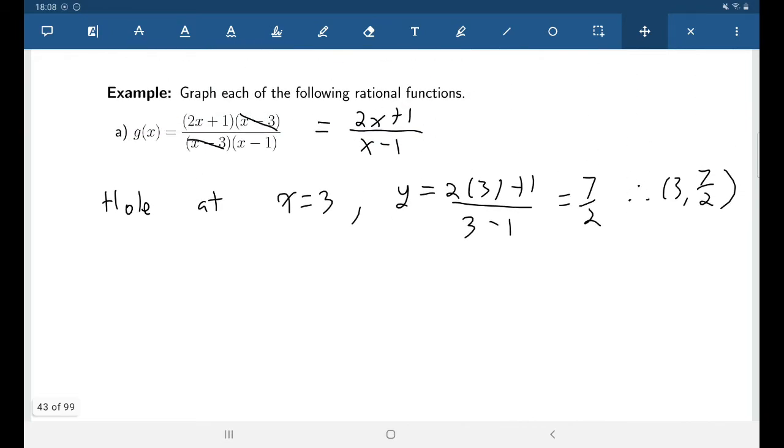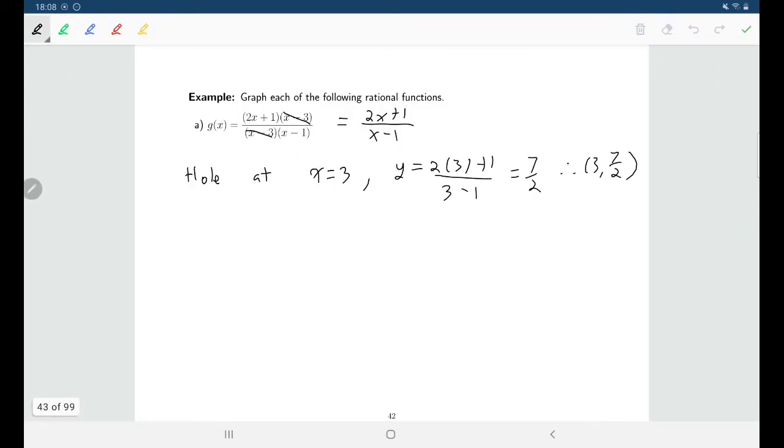Next, let's think about our asymptotes. For the vertical asymptote and the horizontal asymptote, vertical, we can see that there definitely is one. x minus 1 was a factor of the denominator, and it still is. So that means x equals 1 would be my vertical asymptote.